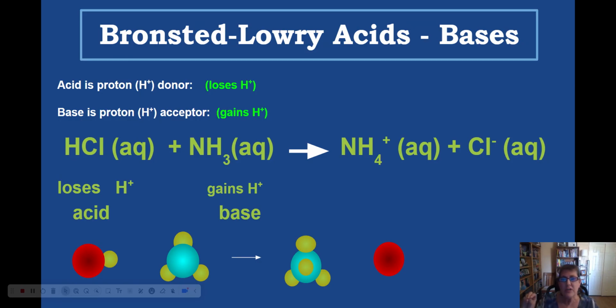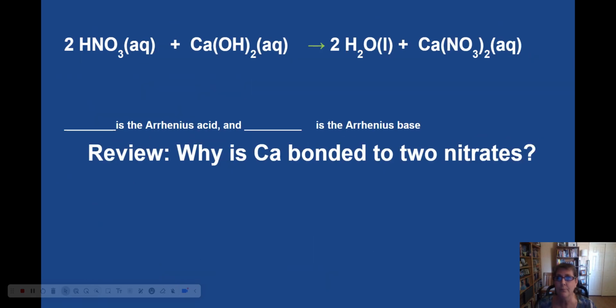So again, this H plus transfer from the acid to the base is just another type of acid-base reaction called Bronsted-Lowry reactions. And again, we're not going to cover these much in this class, just showing you an example of a different type of acid-base reaction. We're going to focus much more on the Arrhenius definitions. So again, don't really worry about this, but you'll see it if you continue on in chemistry. Okay, back to our Arrhenius definitions. Here's an Arrhenius acid-base reaction.